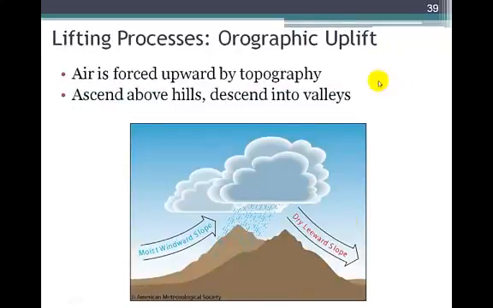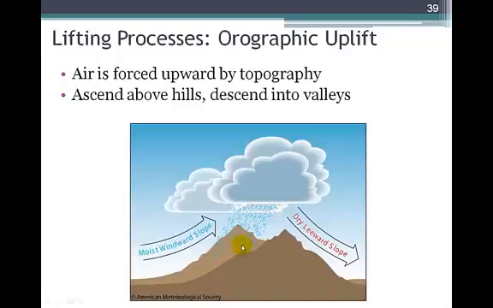Another way that air is forced to rise is through orographic uplift, which refers to the topography of the Earth having an impact on how the air moves. So airflow moves along the surface of the Earth, and when it encounters mountains or some high point, that air is forced upwards. And as it's forced upwards, again, it cools. And if it cools to the dew point temperature, clouds will form. And if those clouds become large and developed enough, they can precipitate. They can cause moisture to fall.